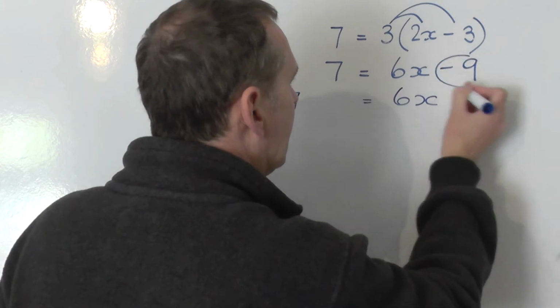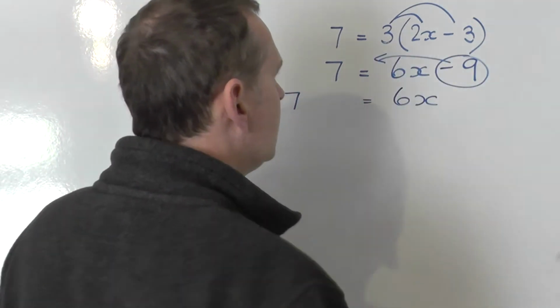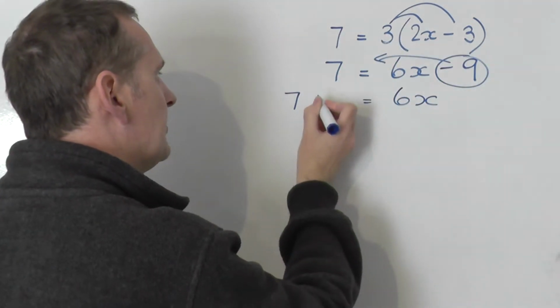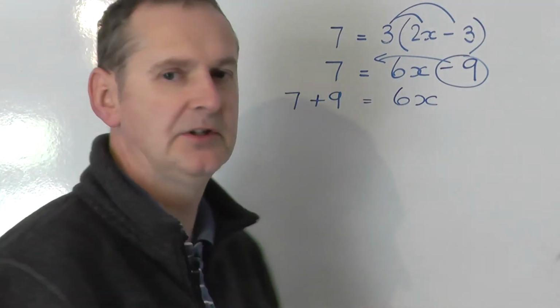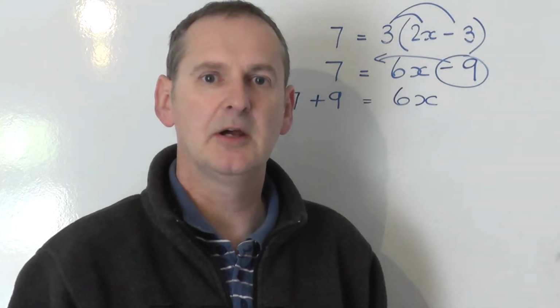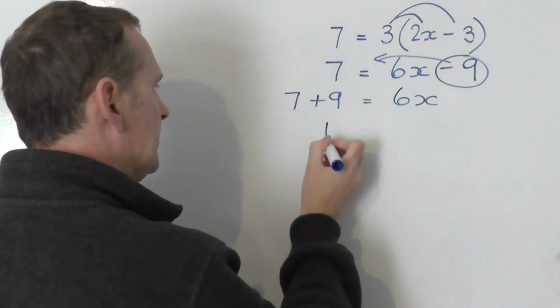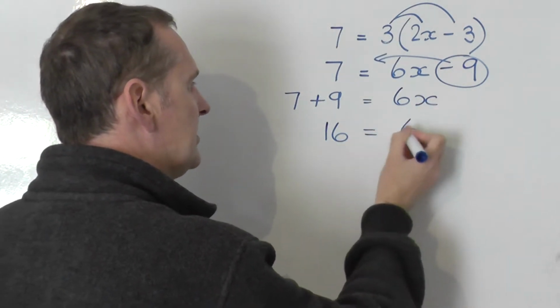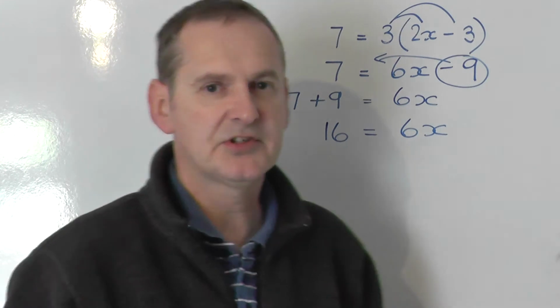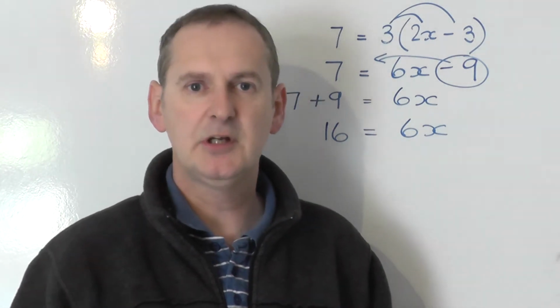The minus 9 now gets dragged across to the other side to join it, so the minus 9 swaps sides, becomes a plus 9 on the other side. Let's tidy up. On the left hand side I've got 7 plus 9 is 16. On the right hand side I've got 6x. So 16 equals 6x. I want to know what x is.